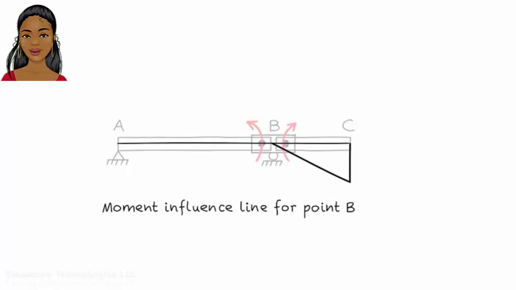The diagram indicates that bending moment at B is 0, so long as the unit load is located to the left of B. When the unit load moves to the right of B, a negative moment develops at B. The moment reaches its maximum value when the load is at C.